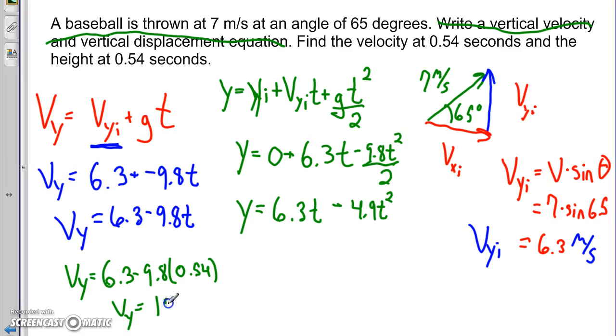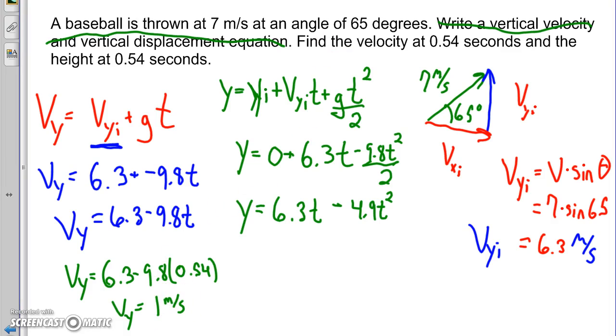Now that should tell you something, 1 meter per second, of course. This tells me that this object is still going up at, I mean at 0.54 seconds, it's still moving upwards. It hasn't started falling yet, because it's not negative. If it was falling, it would be a negative velocity.